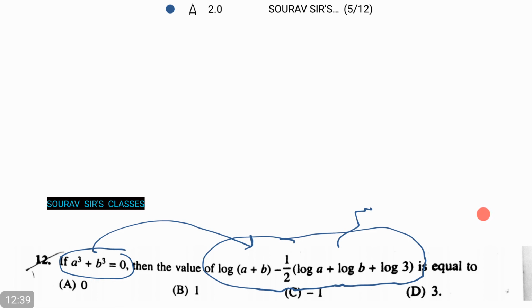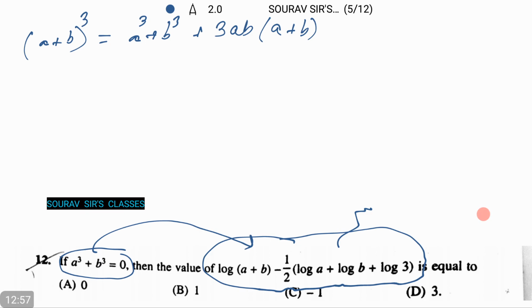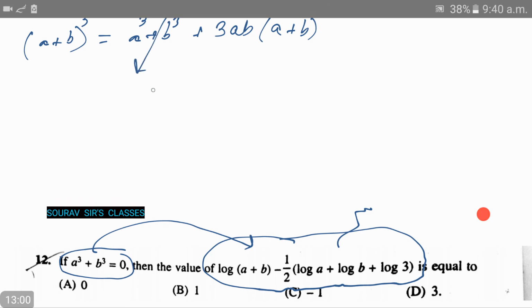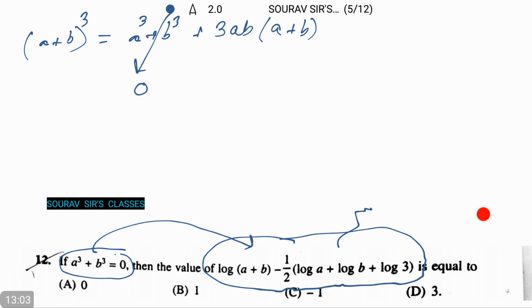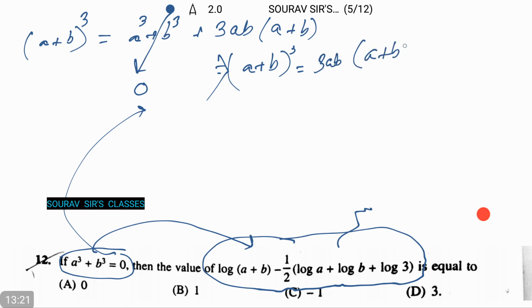The trick is, if you just take a plus b whole to the power cube and expand these terms, we will have a cube plus b cube plus 3ab into a plus b. We have a cube plus b cube cancel out to give 0, since we have already this provision here. Now what we are left with is a plus b whole cube equal to 3ab into a plus b.